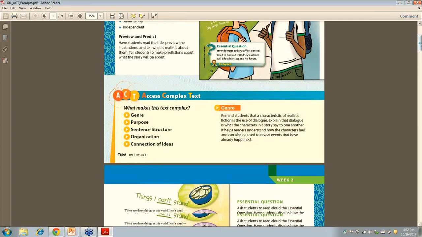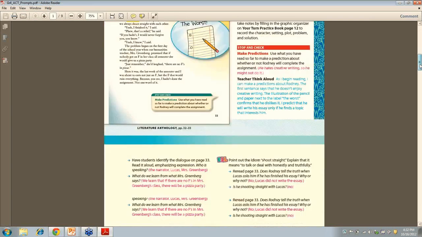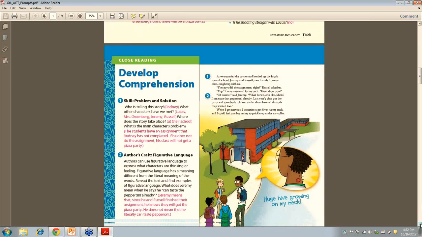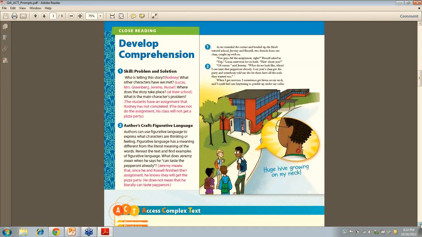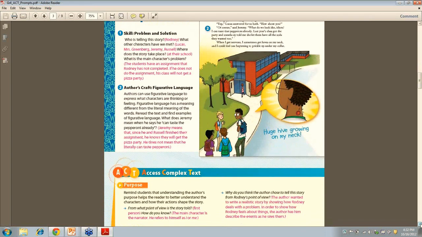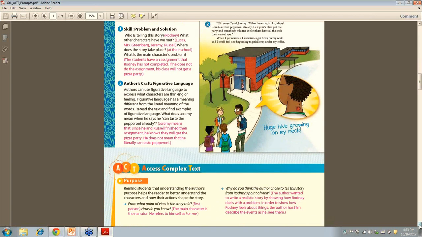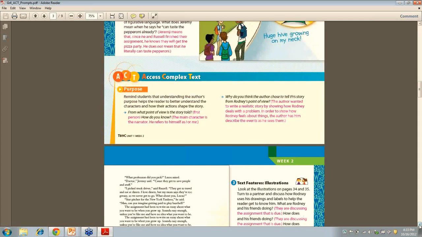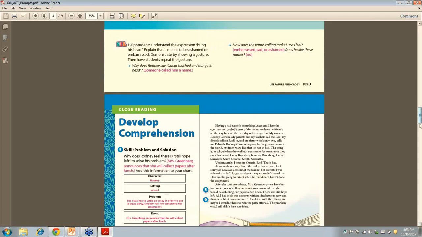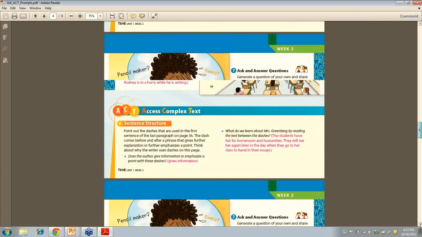So we're going to focus on genre in this reading. There's going to be support focusing on purpose. What is the purpose of this story? What's the author's purpose? From what point of view is the story told? There's support there. Across every grade level, there's that ACT support scaffolding box that'll help access complex text for students.